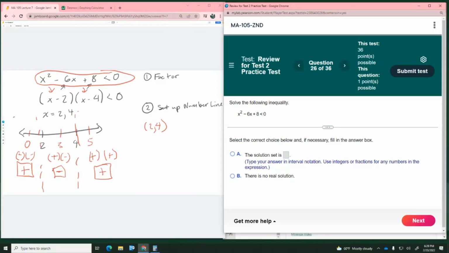Now, what situation would there be no real solution? Will there be no real solution if, say, all of them were positive? Does that make sense? If they were all positive, or they were all negative, in this situation you just say no real solution. Or there might be just one solution or something like that, in which case you wouldn't use an interval, you would just use the number itself.